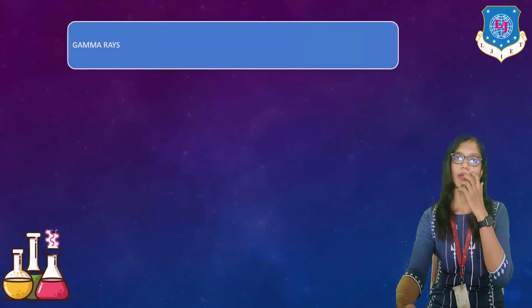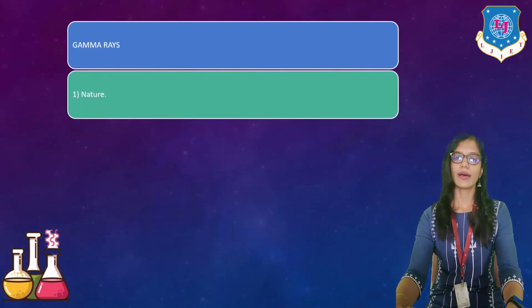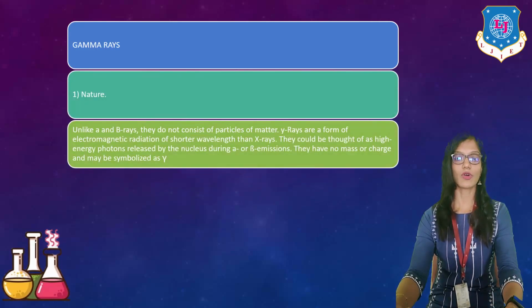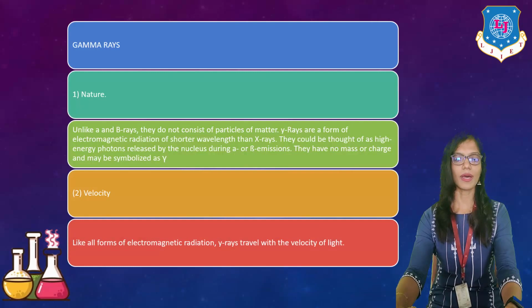Let's talk about the next one, which is gamma rays. Unlike alpha and beta rays, they do not consist of particles of matter. Gamma rays are a form of electromagnetic radiation of shorter wavelength than X-rays. They could be thought of as high energy photons released by the nucleus during alpha and beta emissions. They have no mass or charge and may be symbolized as γ. If we talk about velocity, like all forms of electromagnetic radiation, gamma rays travel with the velocity of light.